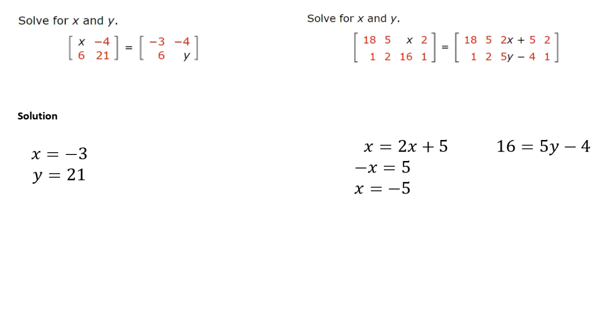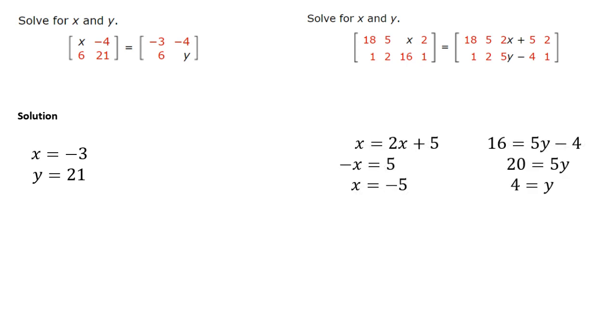How about this one? Let's isolate the y first. So I'm going to add 4 on both sides. So 16 plus 4 is 20. So to solve for y, I'm going to divide both sides by 5. 5 divided by 5 is 1, giving me the y. And 20 divided by 5 is 4. So the values of x and y for these two examples are -5 for x and 4 for y. Okay. Any questions?